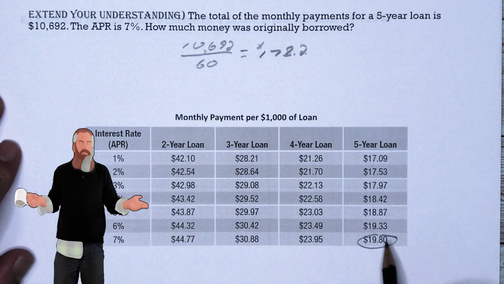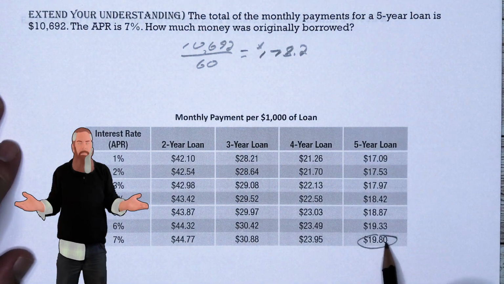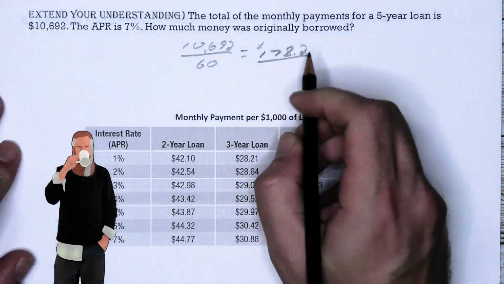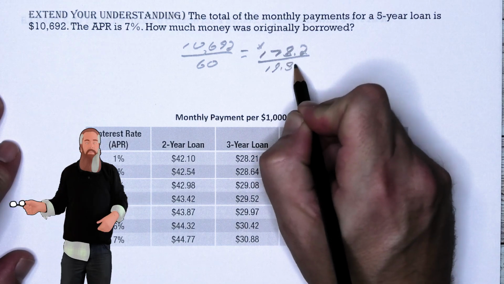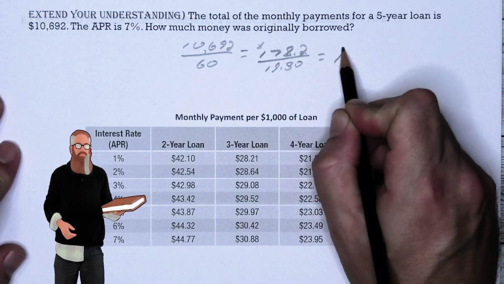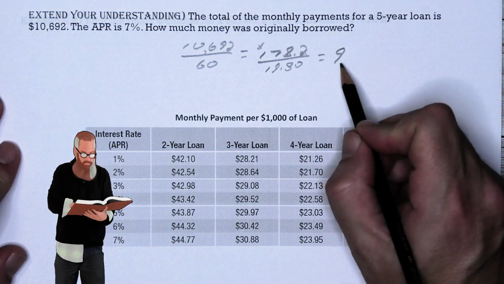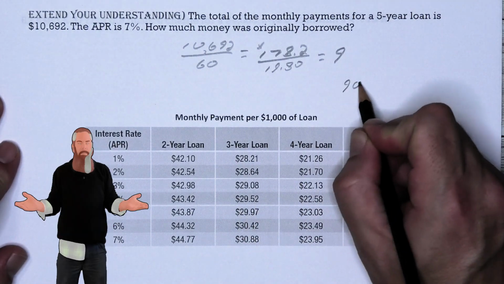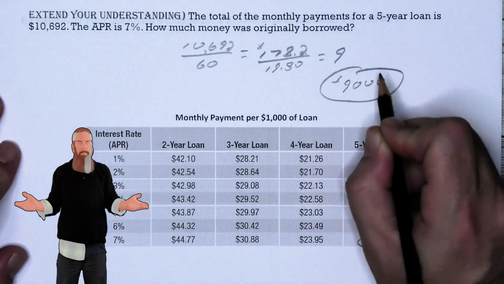We also know that for every $1,000 borrowed, they get charged $19.80. So if we were to divide that by $19.80, we get 9. Now, this is not 9. Remember, this is for every 1,000 that is borrowed. So that means that $9,000 was borrowed.